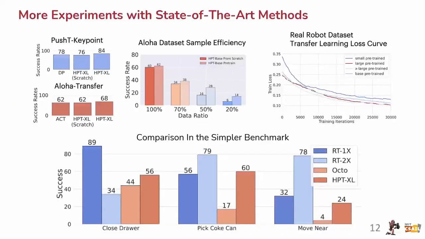The HPT architecture is compatible with various types of action prediction heads, allowing it to be adapted to state-of-the-art single-task policy methods, such as diffusion models and ACT. Our results demonstrate that the learned representations from HPT can enhance their performance and improve sample efficiency.